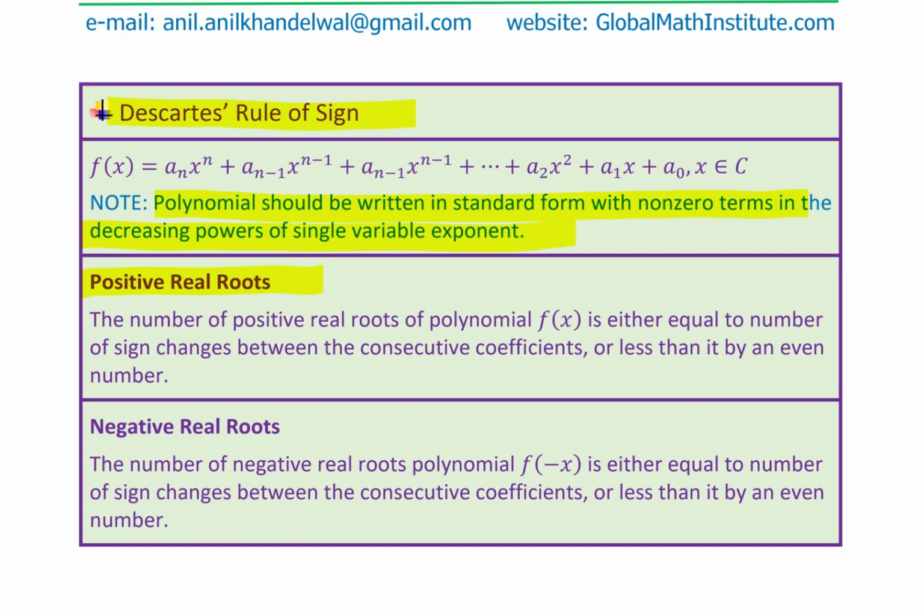Now, we also have a rule which signifies the negative real roots. In that case, we are checking the change in sign of f of minus x. So the rule is that the number of negative real roots of the polynomial is either equal to the number of sign changes between the consecutive coefficients of f of minus x or less than it by an even number. Why do we say even number? Because the complex roots are always in conjugate terms, right? Two complex roots in pairs, conjugate pairs.